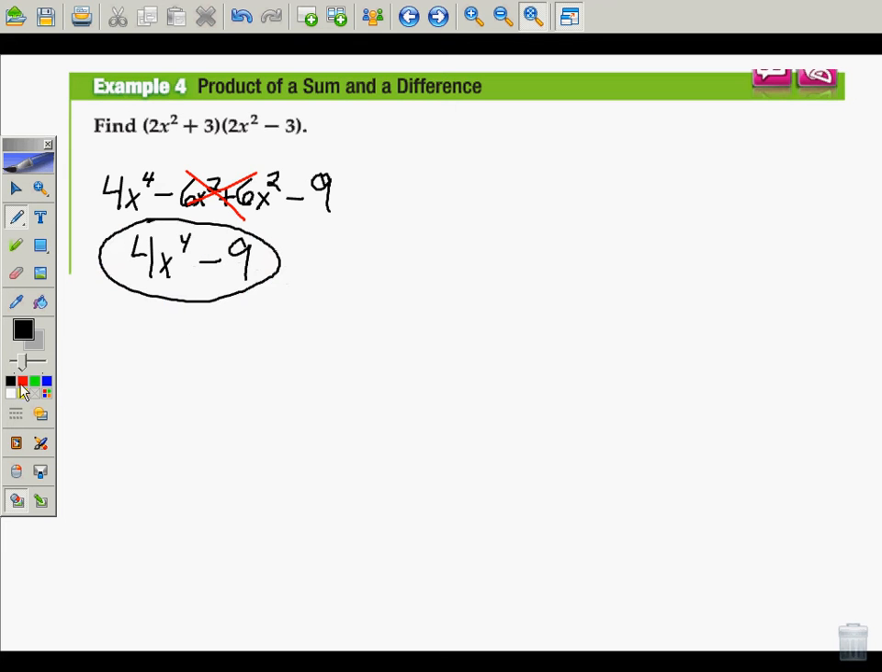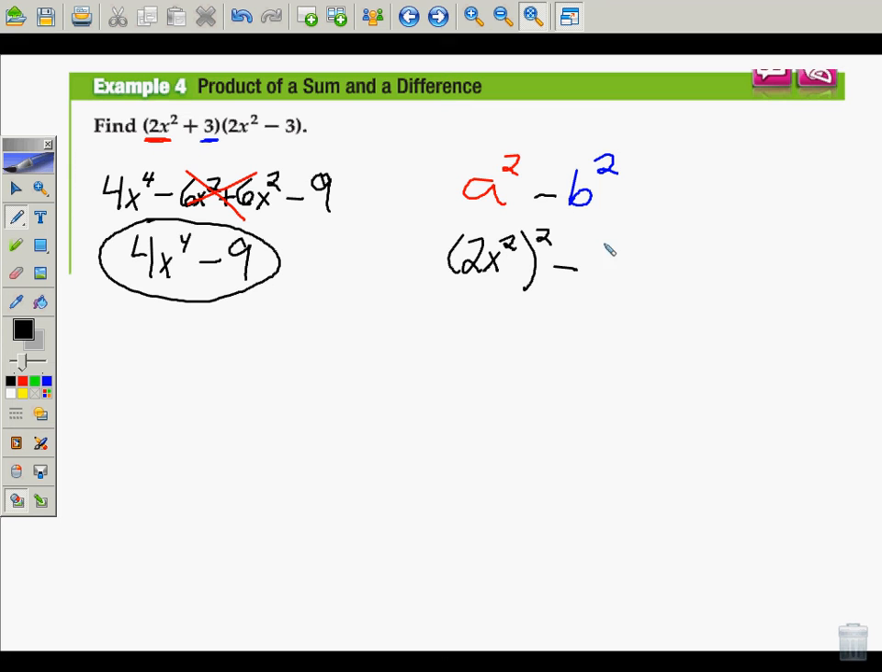Or you could remember, it's always just going to be when you have the product of a sum and a difference. So when the only difference is you're adding one binomial and subtracting inside the other, it's just going to be a squared minus b squared. A is 2x squared, so I get 2x squared raised to the second power minus 3 raised to the second power.